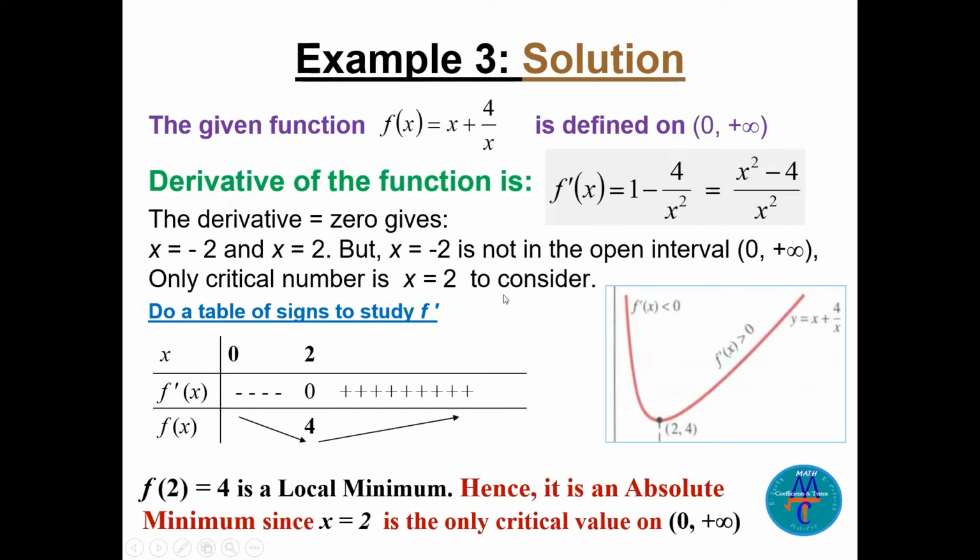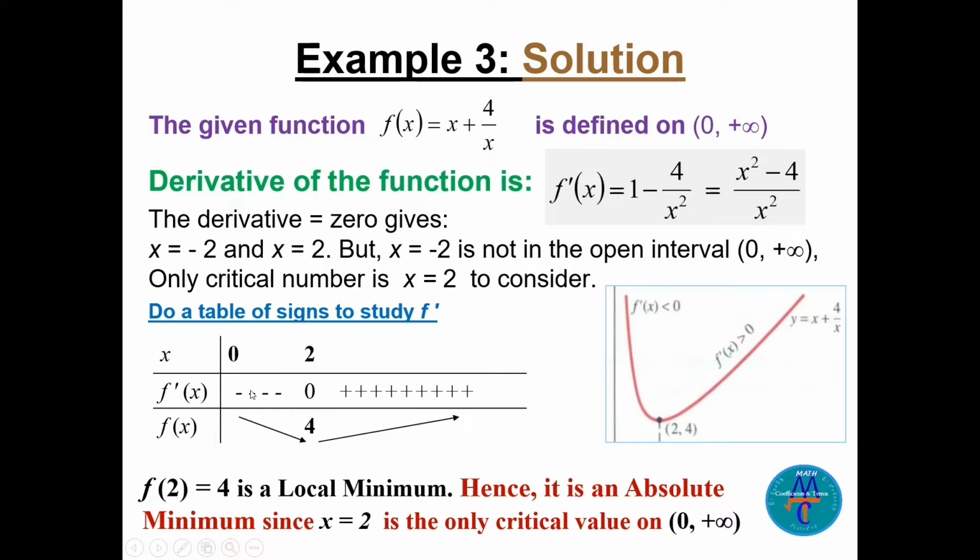So we can make a table of signs to study f prime. Remember, always table of signs to study f prime. So we have a 2, from 0 to 2, 2 to infinity. We have f prime here, just here, x squared minus 4. Take any number, let's say 1 between 0 and 2. Put it there, it will be all negative. Greater than 2, it will be positive.